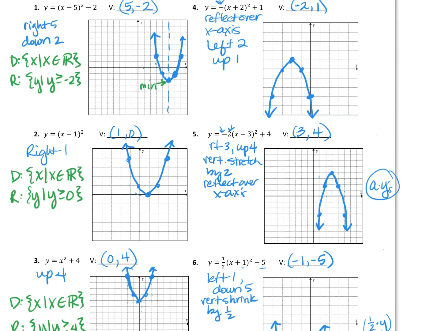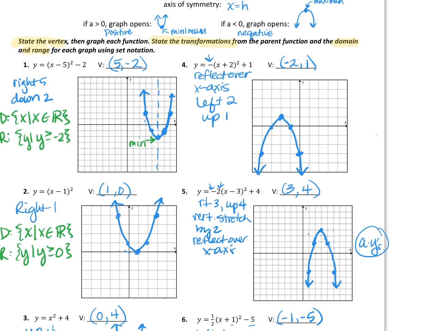Let's jump back up to number 4. Domain, again, left and right. We're good to go. X is an element of all real numbers. The range, notice this is now a maximum, right? So the highest it's going to be is a 1. So it's y such that y is less than or equal to 1. It does exist at 1, and then it gets smaller.